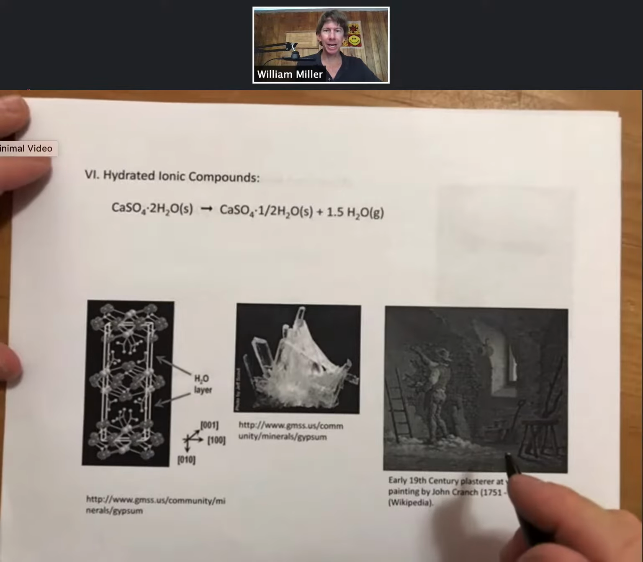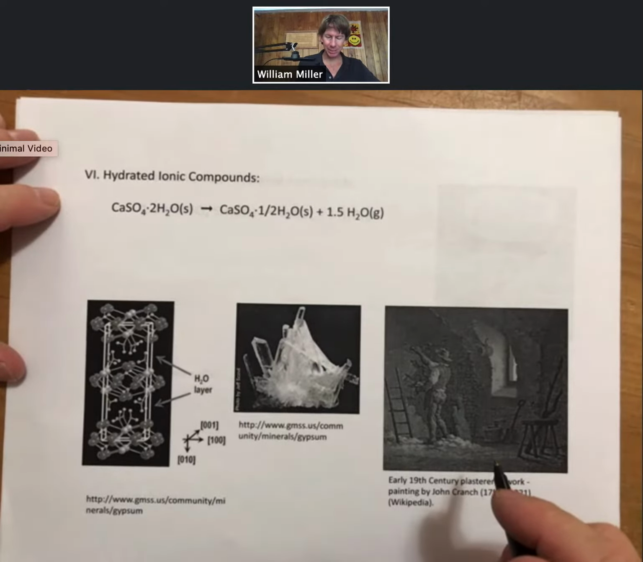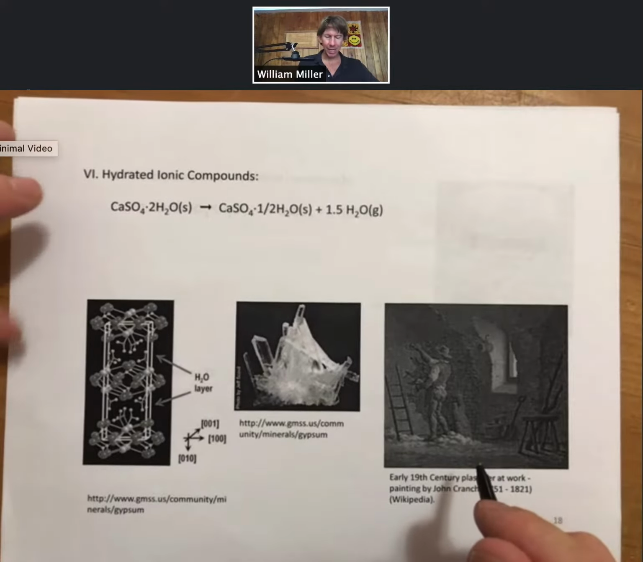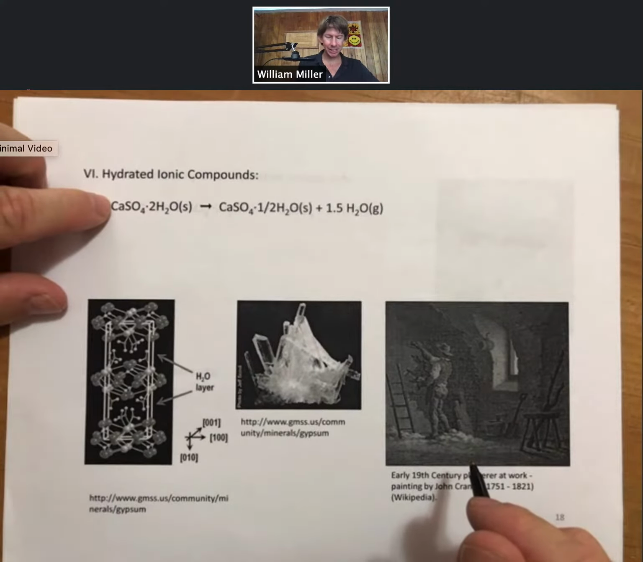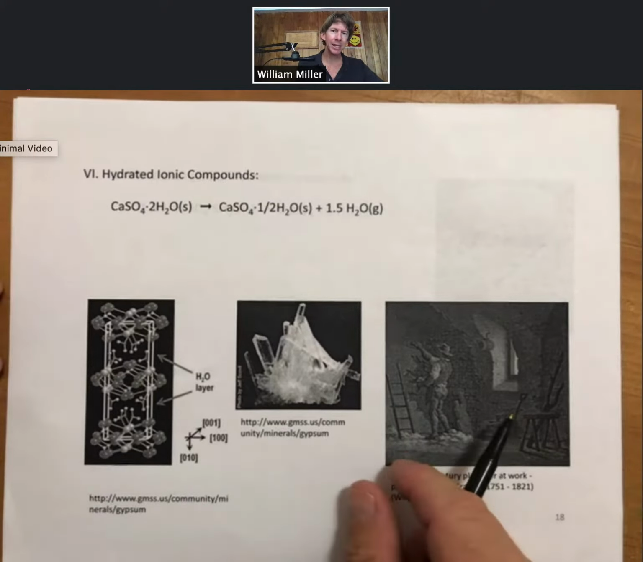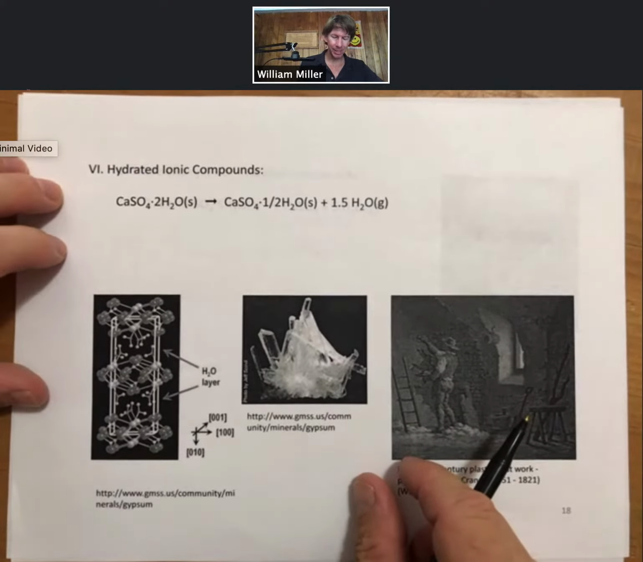Now let's talk about hydrated ionic compounds, and specifically a little bit about what they are and how to name them. I have an example here. This is calcium sulfate dot 2H2O. That is typically how they're noted.